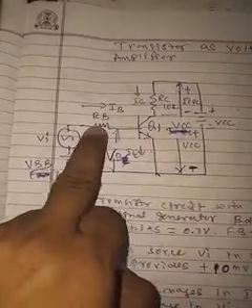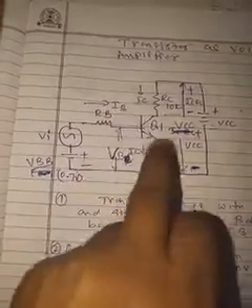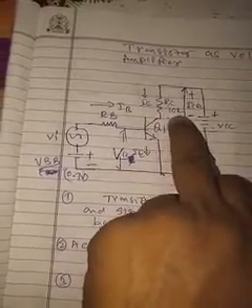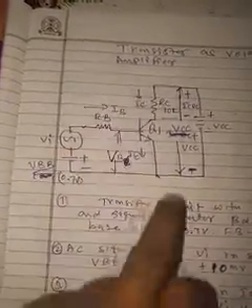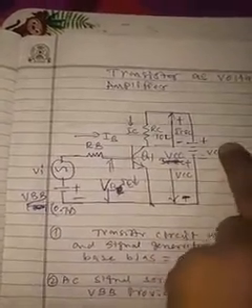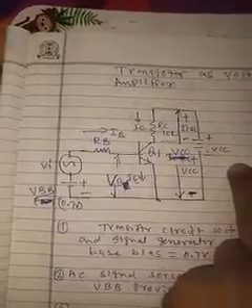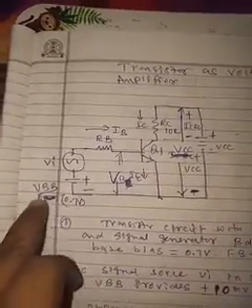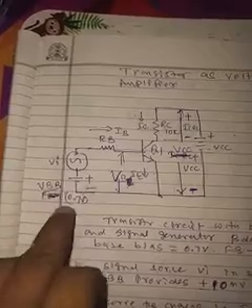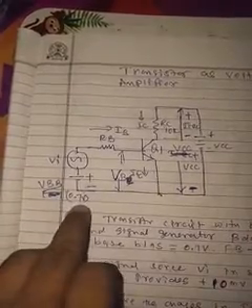RB is the current limiting resistor. The direction of the IB is here. This is the RC of 10 kilo ohms, and the direction of the collector current, that is IC, is here. The direction of IB, the base current, is here. One more thing, plus minus VCC is connected and plus minus VBB is connected. The VBB is nearly 0.7 volts. Remember, VBB is equal to 0.7 volts.